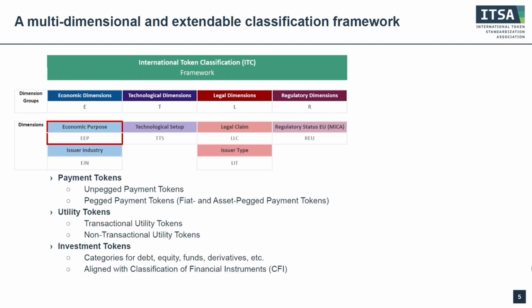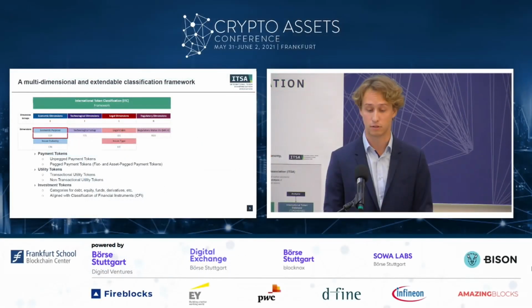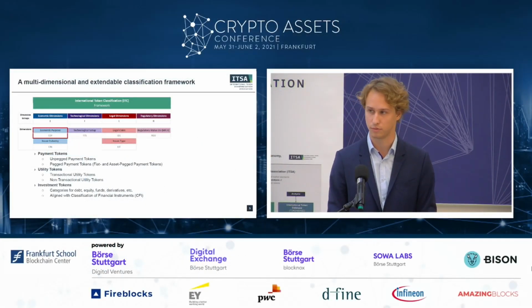So looking at the economic purpose, this is divided into 3 classes. We have payment tokens, utility tokens, and investment tokens. For the payment tokens, we look at unpegged payment tokens and pegged payment tokens, like fiat or asset-pegged payment tokens. We have utility tokens split up between transactional and non-transactional utility tokens, and investment tokens. So there we have categories for debt, equity, funds, derivatives, and so on, and we try to be aligned with the classification of financial instruments, the CFI.